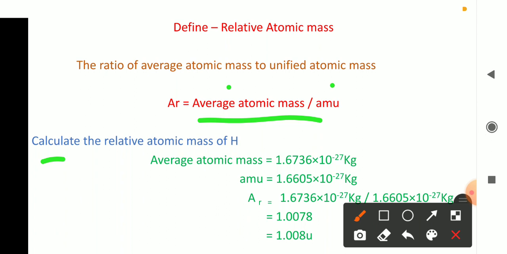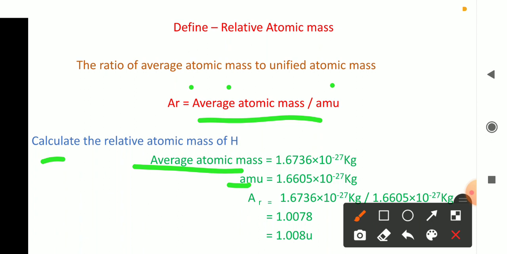About the unified atomic mass value we know, it is a constant, 1.6605 × 10^-27. Just now we have seen about it. And the average atomic mass is already given. The average atomic mass of hydrogen is 1.6736 × 10^-27 kilogram, and AMU is equal to 1.6605 × 10^-27 kilogram. Now we can substitute both the values in this equation. So A_R is equal to 1.6736 × 10^-27 kilogram divided by 1.6605 × 10^-27 kilogram.